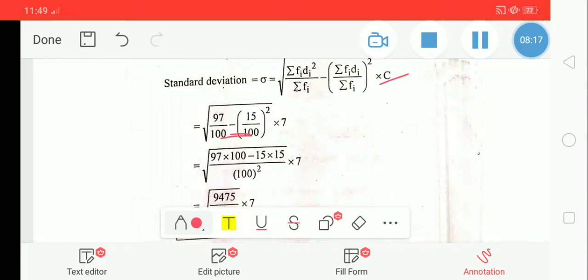Both bases are not the same, because here it is 10 square and 100 square. So we multiply the numerator by 100 and the denominator also by 100. So 97 multiplied by 100, and here 100 multiplied by 100, so 100 square. So the bases are the same. So the base is 100 square.